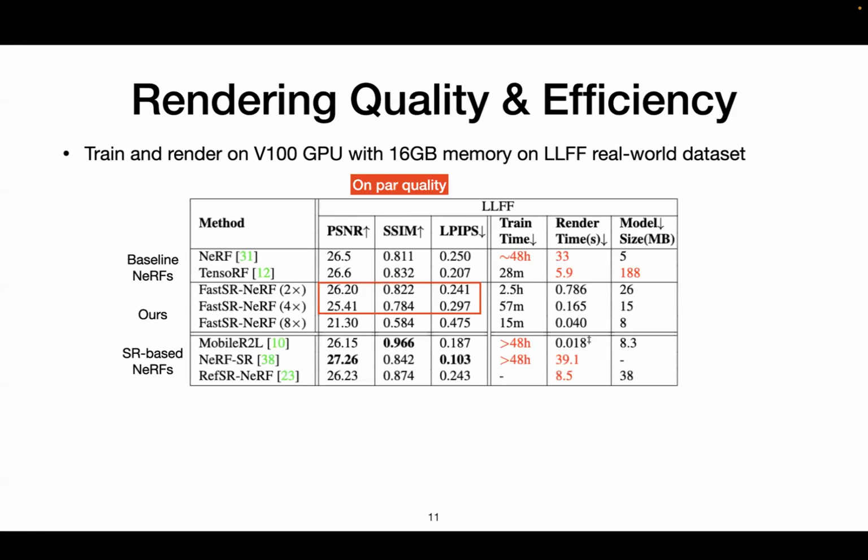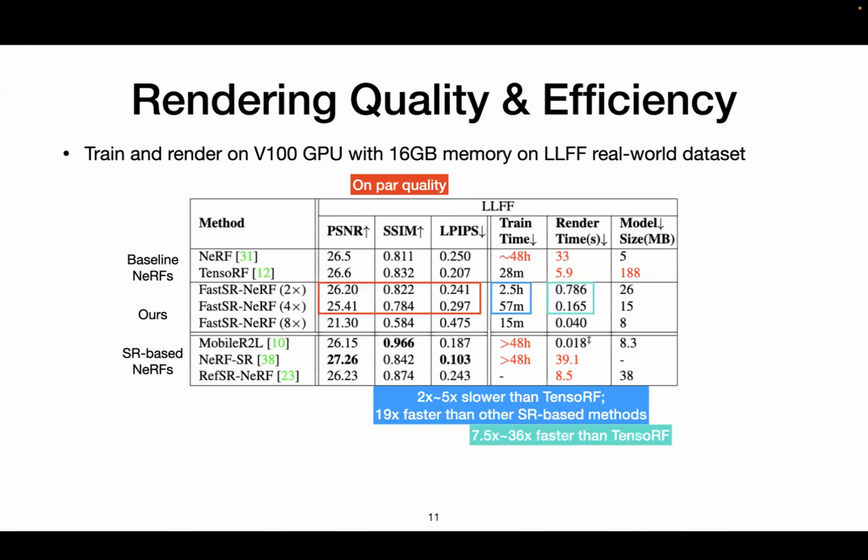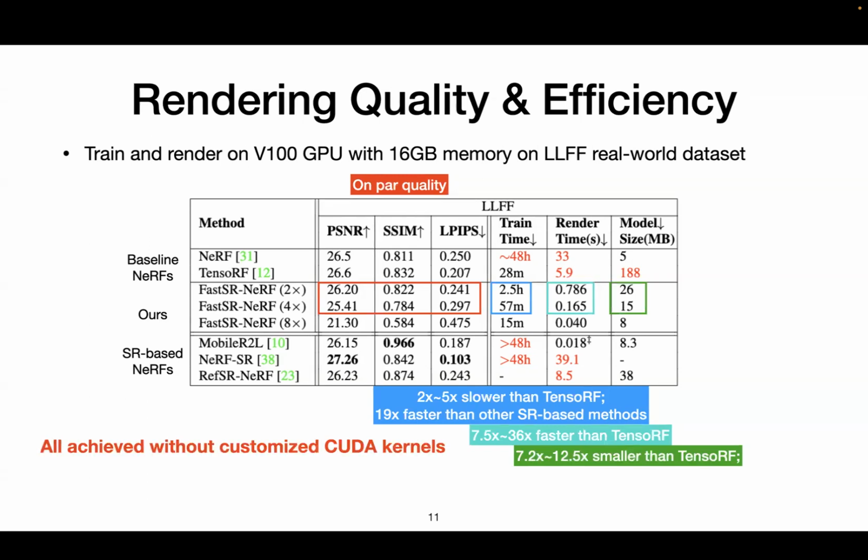For the efficiency with comparable quality, FastSR-NeRF takes 2 to 5x longer time to train compared to TensorRF due to the SR training overhead. However, it is 90x faster than the other SR-based NeRFs. For rendering time, FastSR-NeRF has up to 30x speedup compared to TensorRF, and also outperforms other SR-based NeRFs such as NeRF+SR and RF+SR-NeRF. For model size, FastSR-NeRF is up to 12.5 times smaller than TensorRF and is also smaller than RF+SR-NeRF. Again, FastSR-NeRF achieves this without the need for customized CUDA kernels.